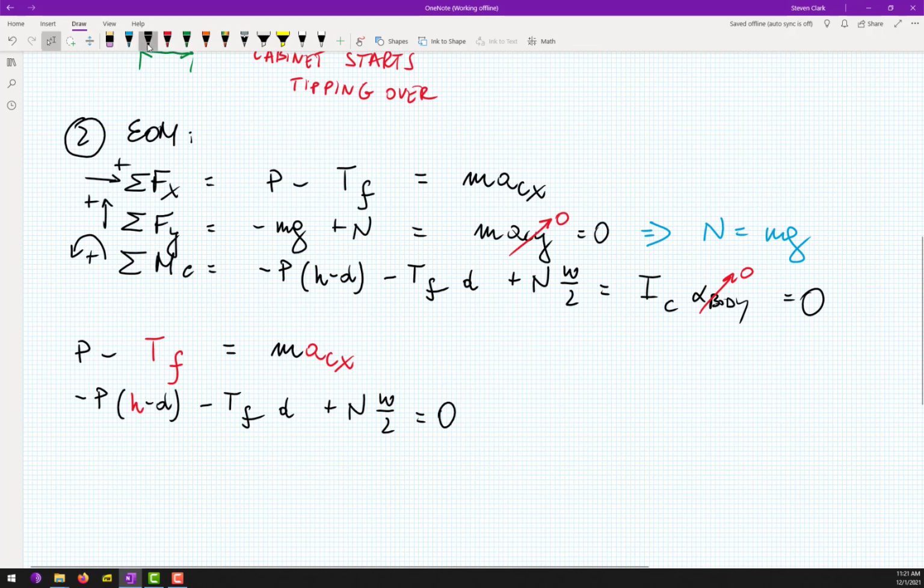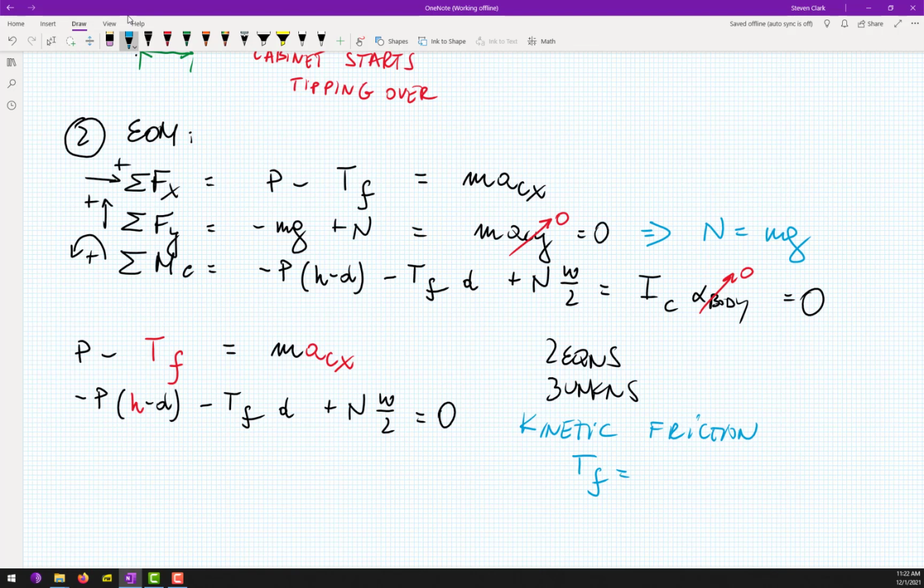Okay, so unfortunately we have 2 equations and 3 unknowns, but we will solve it soon. However, they told us that friction is in the kinetic region. So we can write kinetic friction, and Tf is equal to n times mu k. So this is equal to mg mu k, because we found n like 5 minutes ago, yeah? Okay, and all of a sudden our system of equations is solved, yes?